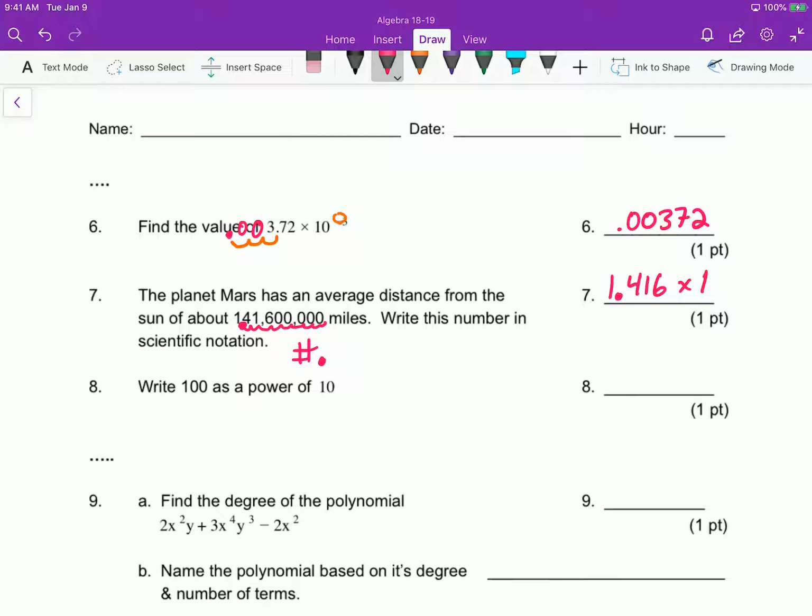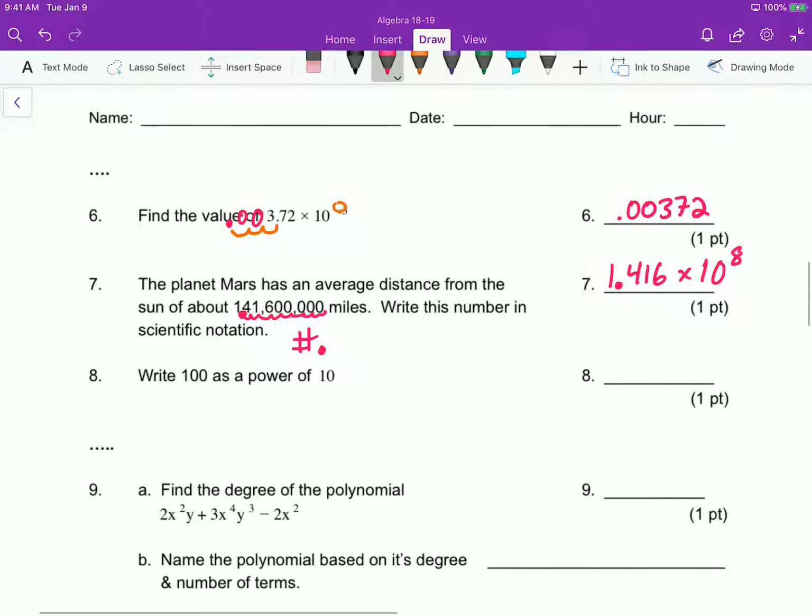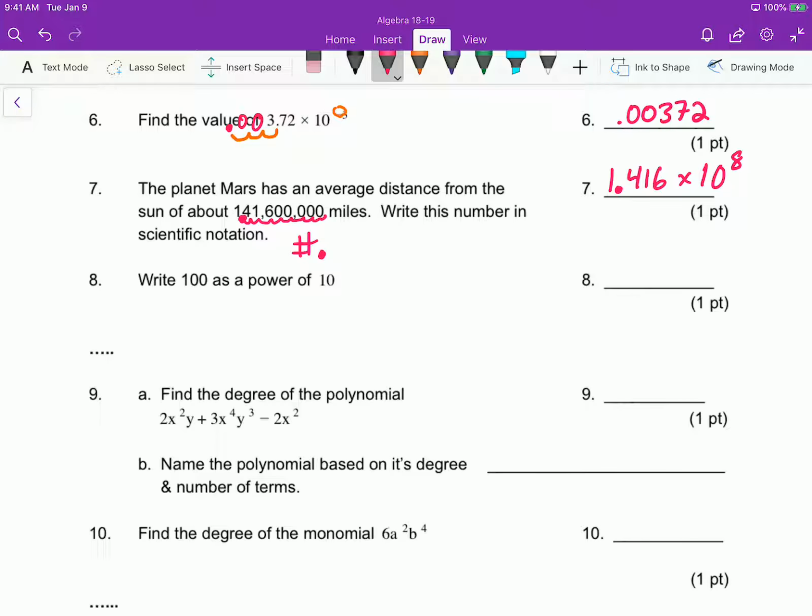So it would be 1.416 times 10 to the 8th. Number 8 is one that people get confused on quite often because of how it's written. It says write 100 as a power of 10. So we've got to think literally. It's basically saying a power of 10, like 10 to the blank equals 100. And we should all know that 10 to the second equals 100, for those two zeros.